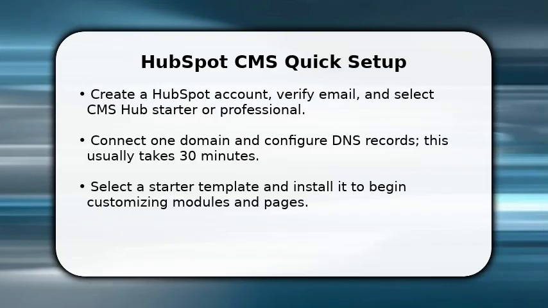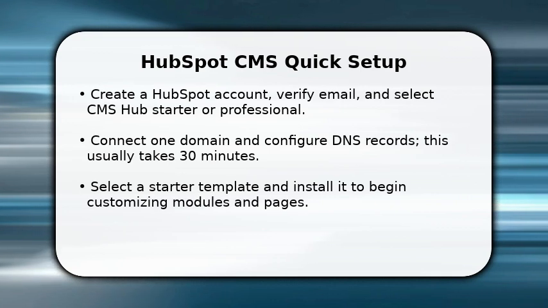Create a HubSpot account, verify your email, and choose CMS Hub Starter or Professional. Next, connect one domain and configure the DNS records for that domain. DNS propagation usually completes within 30 minutes for many providers.